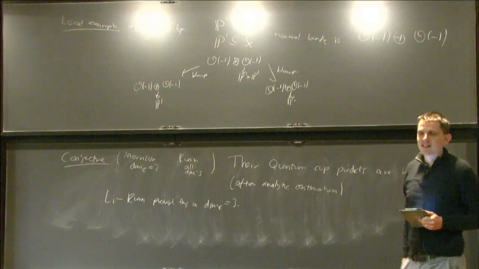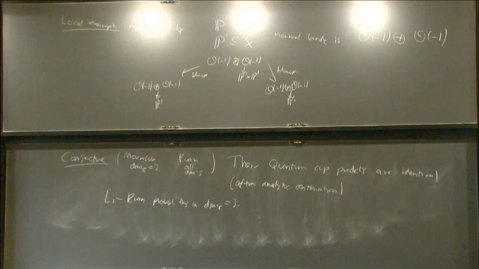Yes? I'm guessing they could be factored into Atiyah flops, right? Or not? I thought they could. Okay. I would have to find a reference. The quantum products are identical, but there's no identification of the cohomologies. Right. Yes. So.